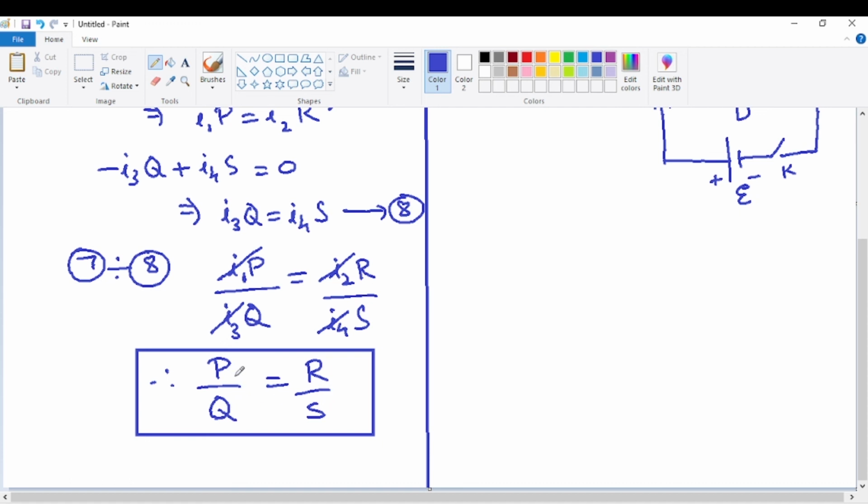In this, supposing three resistances are known, already given. We have taken only three known resistances. The unknown resistance, say P, can be determined. Or if two resistances are known, R and S, then the unknown ratio P by Q can be determined by substituting the known R and S values. This can be understood more clearly in the next topic.